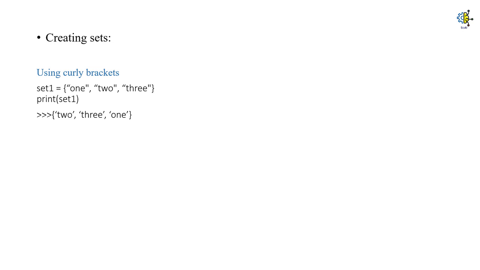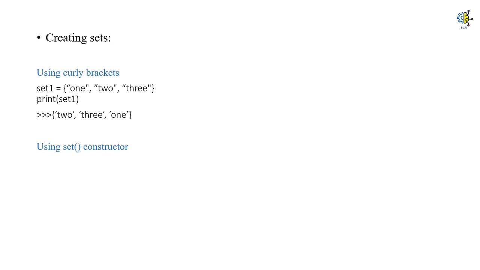In order to create a set, you can do so by using curly brackets. As shown in the example, we have a set called set1 and I have used curly brackets to store the values 1, 2 and 3 inside it. Now, if I print set1, the output would be as shown.